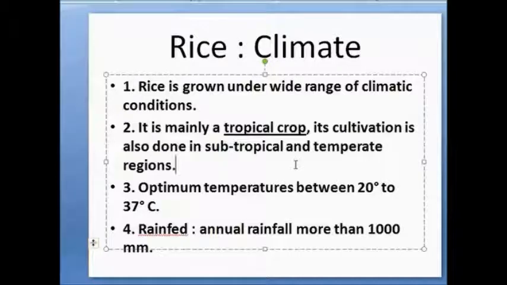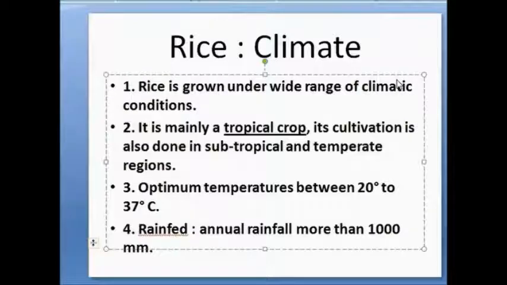So there are three kinds of agroclimatic zones: tropical, subtropical and temperate. Tropical means a crop which requires more temperature.